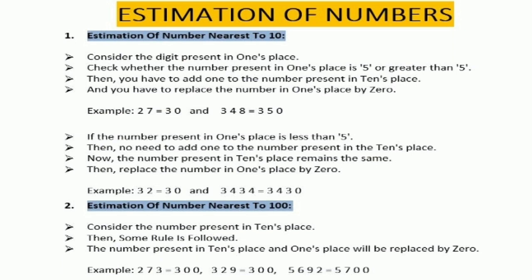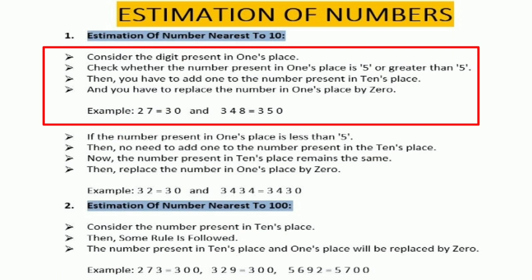So for estimation, we have to follow some rule. We will see here how we can round off the number to the nearest 10. I have written it systematically. You can go through it. See here. Consider the digit present in ones place, then check whether the number present in ones place is 5 or greater than 5. Then you have to add 1 to the number present in tens place. Then you have to replace the number in ones place by 0.